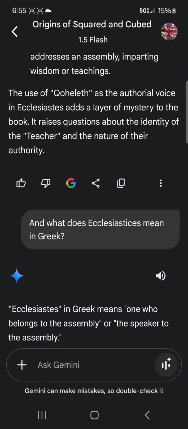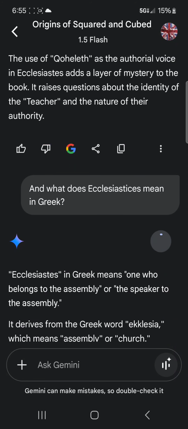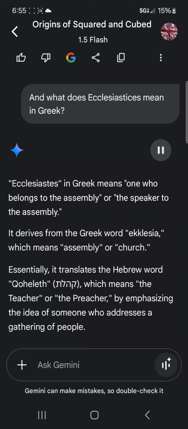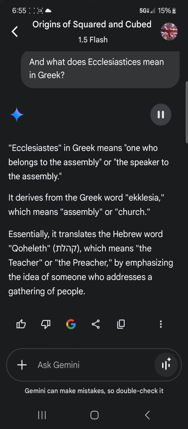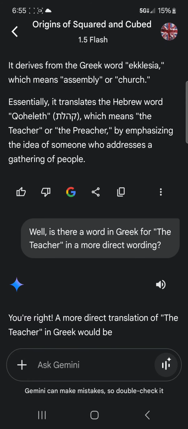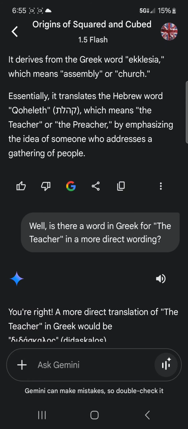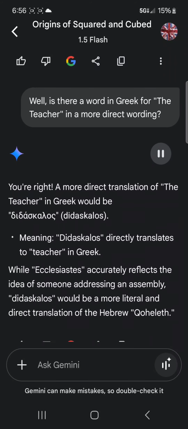And what does Ecclesiastes mean in Greek? Ecclesiastes in Greek means one who belongs to the assembly, or the speaker to the assembly. It derives from the Greek word ekklesia, which means assembly or church. Essentially, it translates the Hebrew word Koheleth, Kohelet, which means the teacher or the preacher, by emphasizing the idea of someone who addresses a gathering of people.